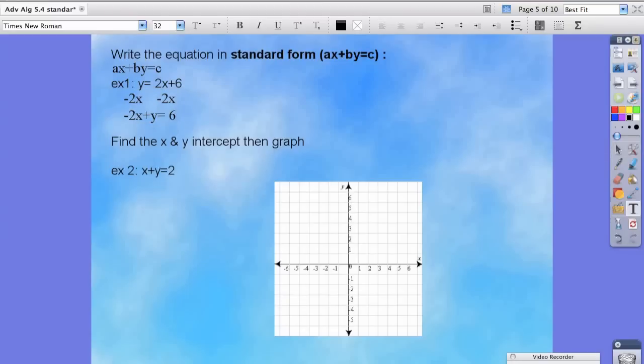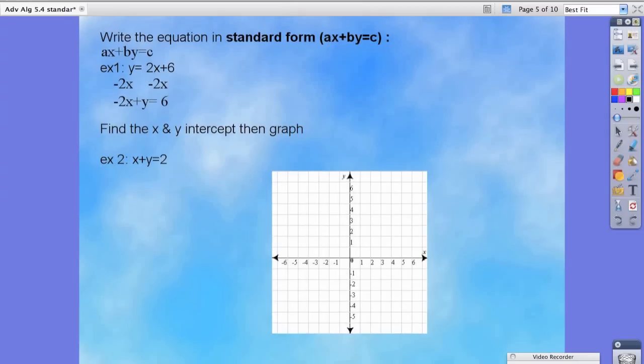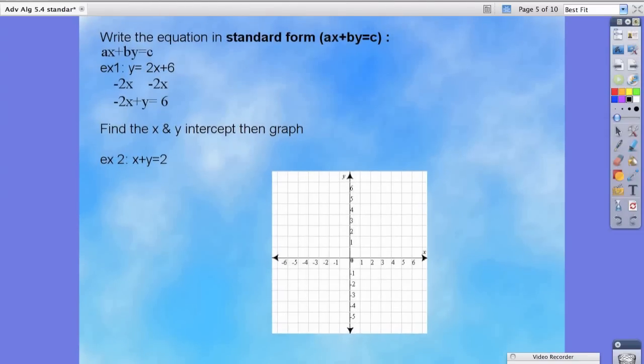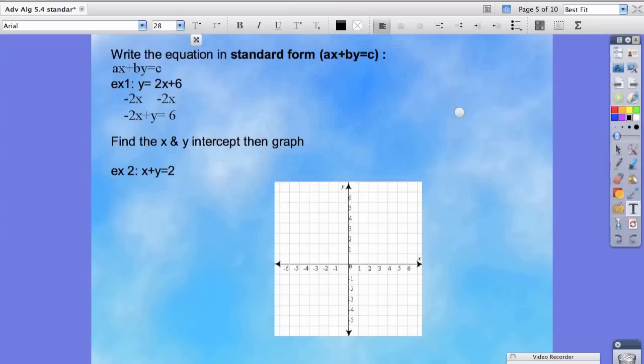Now it looks just like it, and we could say that a equals negative 2, b equals 1, and c equals 6.